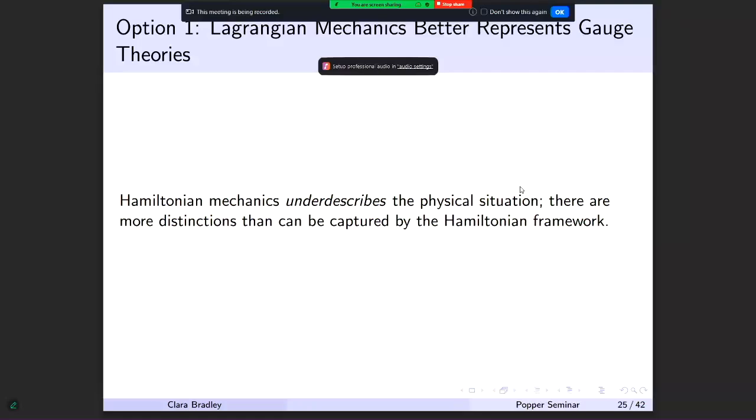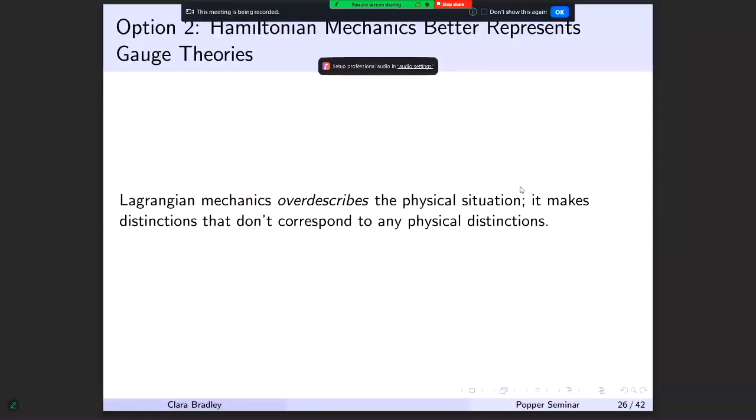And so if it's the case that these many points on the Lagrangian side that map to a single Hamiltonian point are gauge-related in this way, then it seems like maybe our option should be the opposite. Actually, we should think Lagrangian mechanics over-describes our physical situation in the sense that it makes distinctions that we don't actually think correspond to any physical distinctions. And so really, Hamiltonian mechanics better represents our gauge theories. Lagrangian mechanics has a kind of excess structure. It makes different distinctions that we actually don't think should be thought of as being distinctions at all.